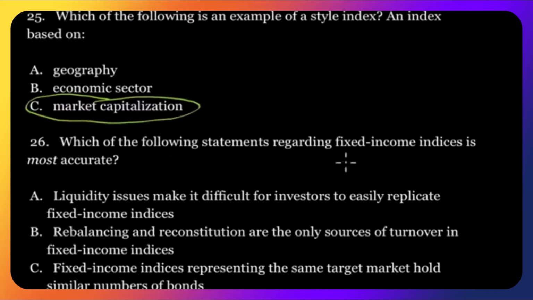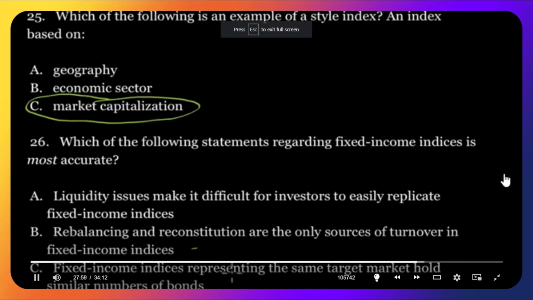Which of the following statements regarding fixed income indices is most accurate? Liquidity issues make it difficult for investors to easily replicate fixed income indices. Rebalancing and reconstitution are the only sources of turnover in fixed income indices. Or fixed income indices representing the same target market hold a similar number of bonds. So let's see if we can eliminate some of these. We'll start at the bottom. Fixed income indices representing the same target market hold a similar number of bonds.